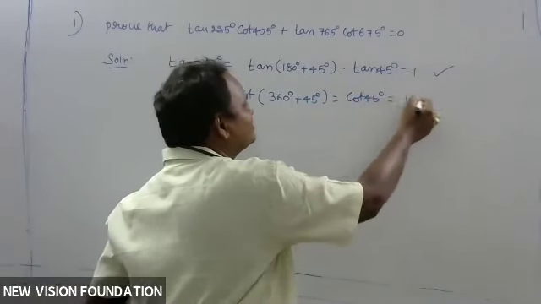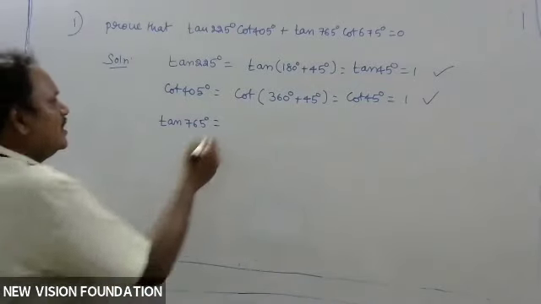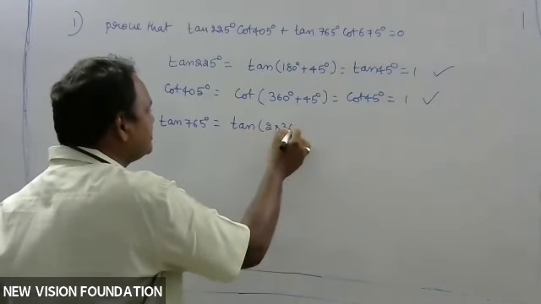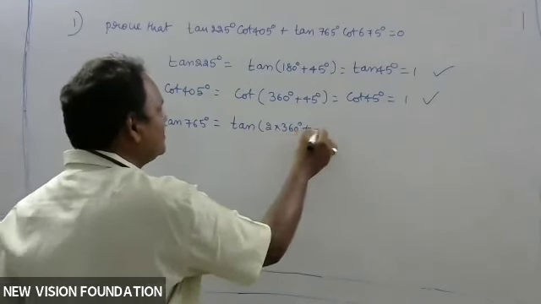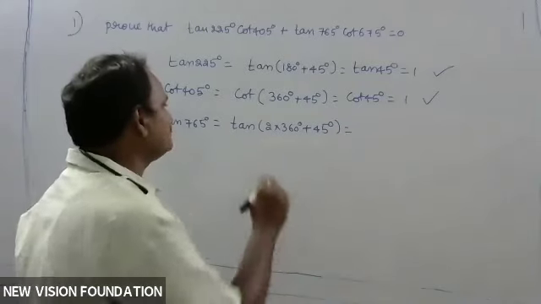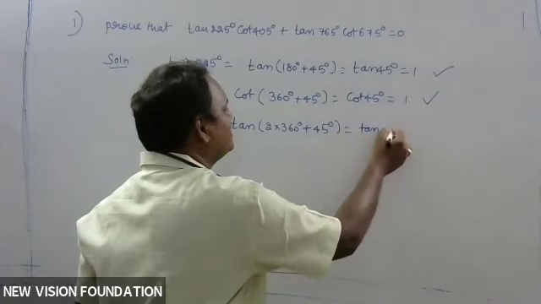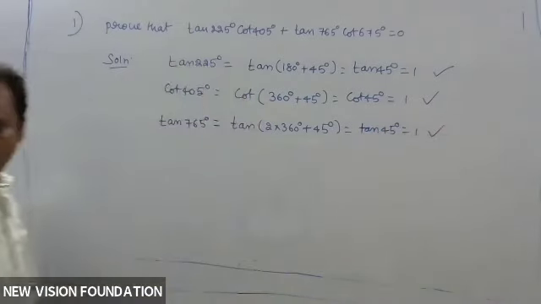Now let us simplify tan 765 degrees. How will we get tan 765 degrees? My dear students, this we can write as tan of 2 into 360 degrees, which is 720 degrees, plus 45 degrees. And you know that tan of n into 360 degrees plus theta becomes tan theta. Therefore, this becomes tan 45 degrees, and this value becomes 1. We have got this value as 1.